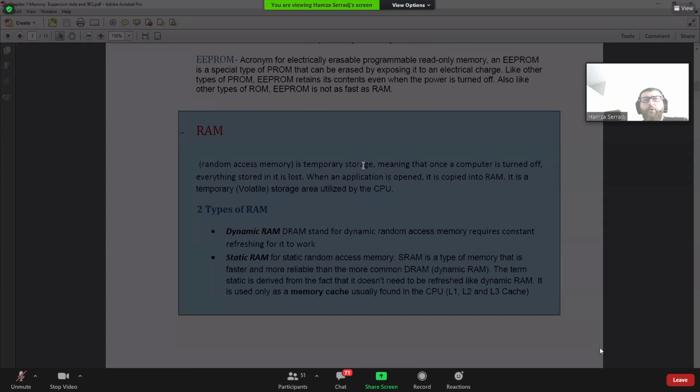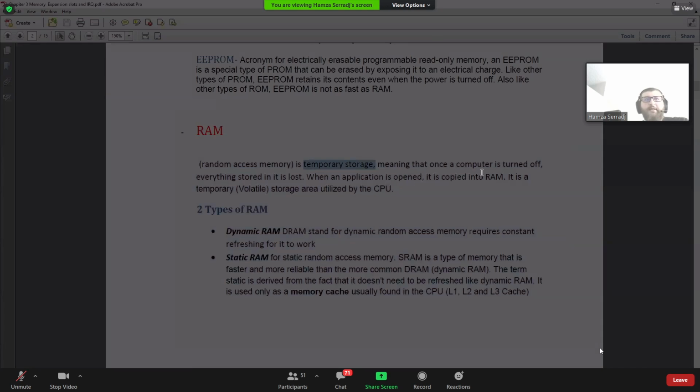So it's a temporary storage. Temporary storage, meaning that once the computer is turned off, everything stored in it is lost. It's volatile, right? Computer turned off, there's no more electricity, data is gone. When an application is opened, it's copied into RAM first to be processed on the CPU. Basically it's on storage space, flash drive, hard drive, whatever. It will be copied on that RAM and it will be processed on the CPU after.